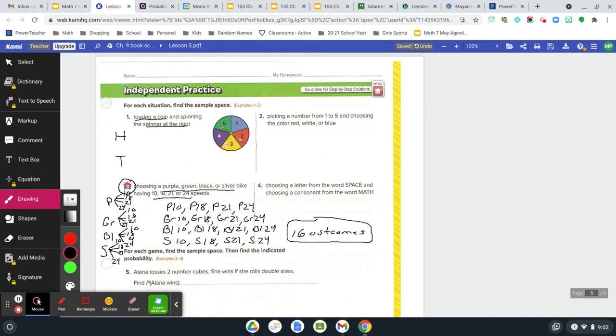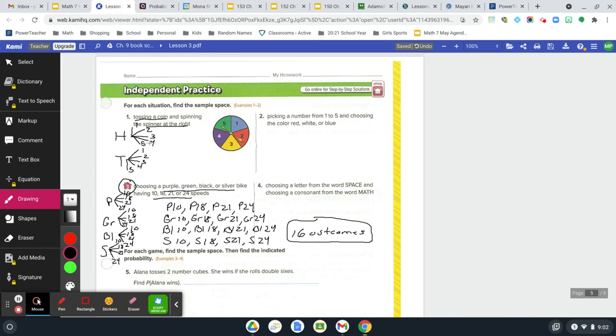The spinner, there's 5 sections on that spinner. So since there's 5 sections on that spinner, from each heads or tails, you have to draw 5 branches. 1, 2, 3, 4, 5. Just like that. And then you're going to start listing. Now I'm just going to do the numbers here. So you could land on 1, 2, 3, 4, 5. So on my branches, I'm just listing what it can land on the spinner.